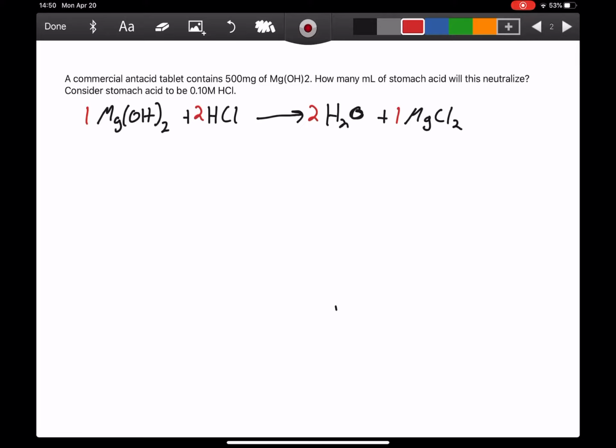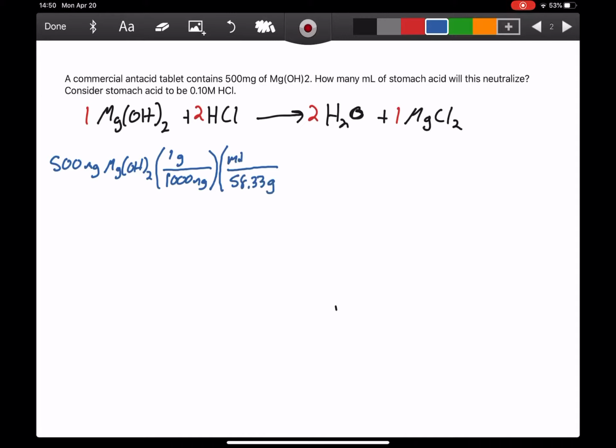So we have a 500 milligram tablet. The first thing we need to do is convert that to grams. So 500 milligrams of magnesium hydroxide, 1,000 milligrams is equal to 1 gram. Now we need to add up the mass of MgO2H2, and we find that it is 58.33 grams per mole of magnesium hydroxide.